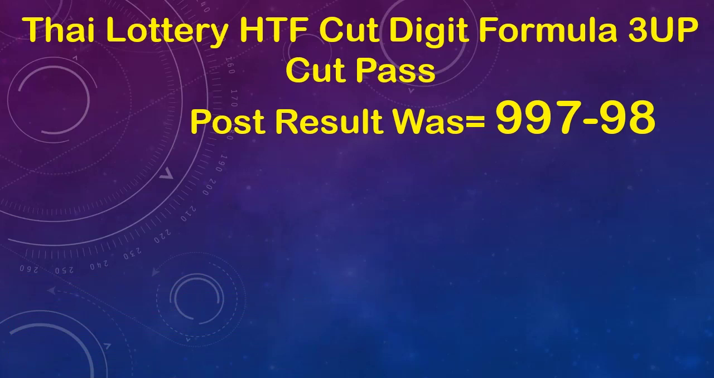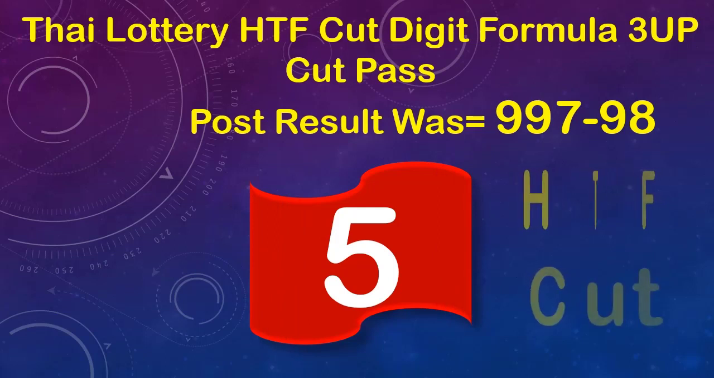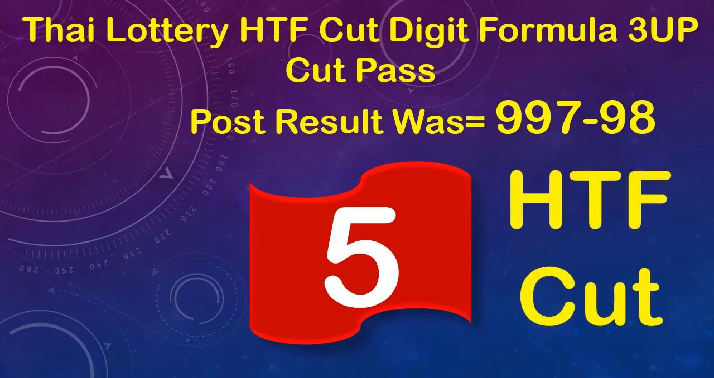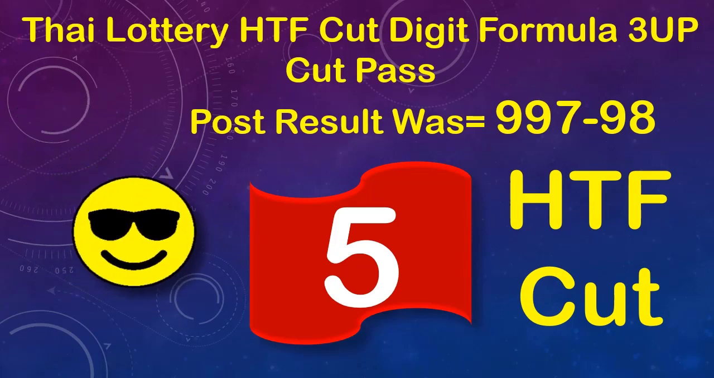After applying formula on the previous result, we get our cut digit, which is 5. As you can see, 5 doesn't exist in HTF, so we consider this result as passed also. Now let's move on to our next result.